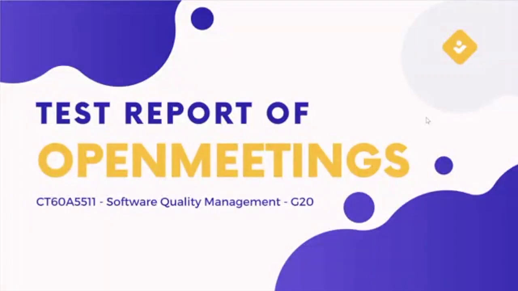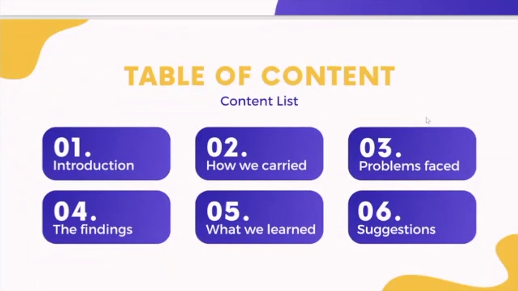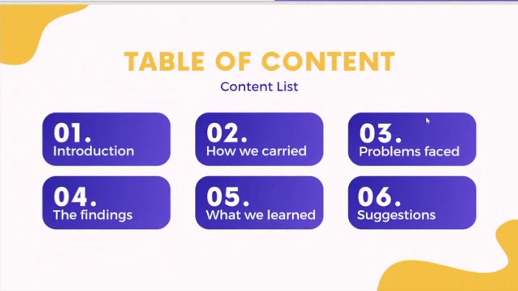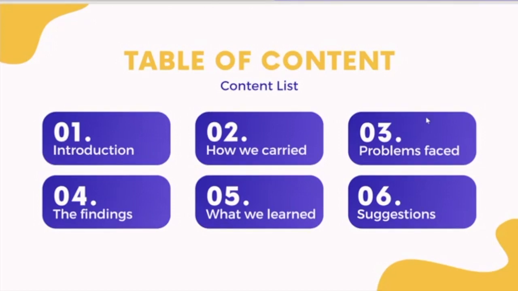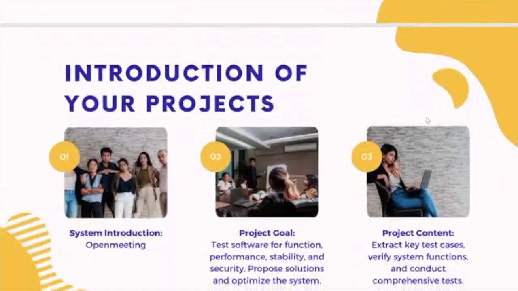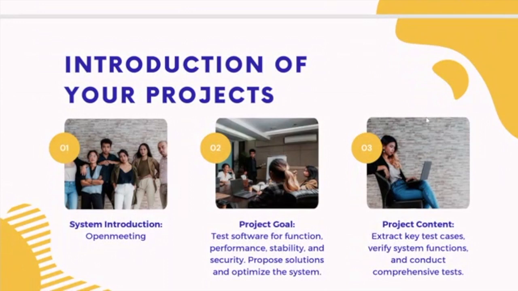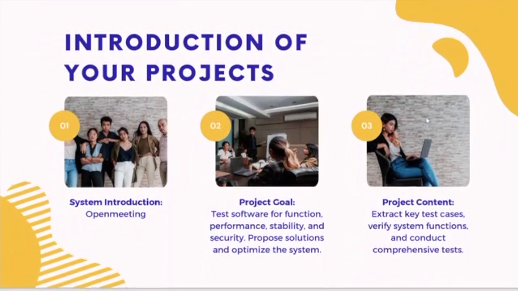This is the presentation of Group 20, Test Report of Open Meetings. We have 6 parts. The first part is introduction, and the second part is how we carried the testing, and the third part is the problems we faced, and then is the findings and what we learned, and the last one is suggestions. Let me introduce the introduction of our project.